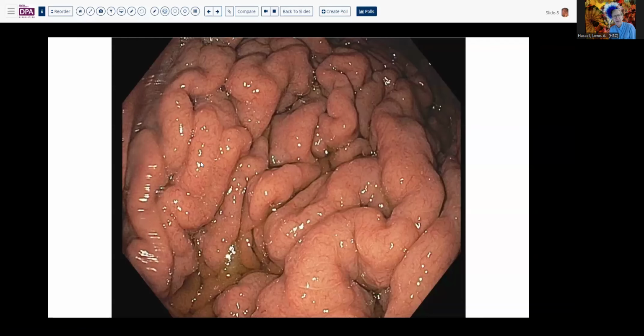Our patient proceeded to endoscopy, and on examination of the stomach, this was what greeted the gastroenterologist. Very large, exaggerated rugal folds, primarily involving the proximal stomach, the body, and fundus. So this had the appearance of a very hypertrophic gastropathy with giant rugal folds.